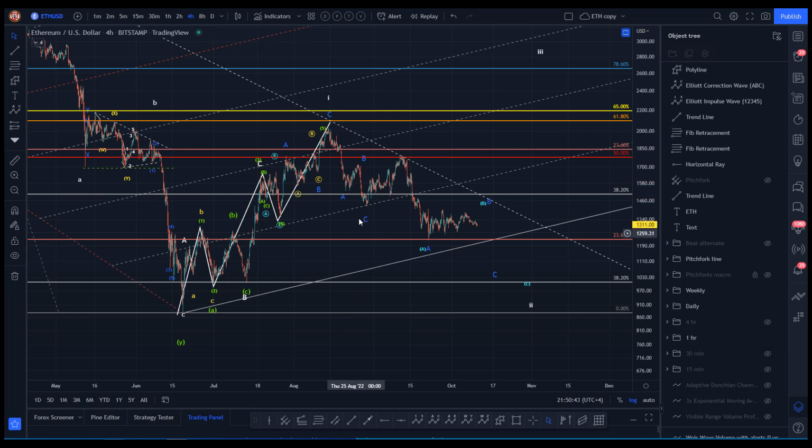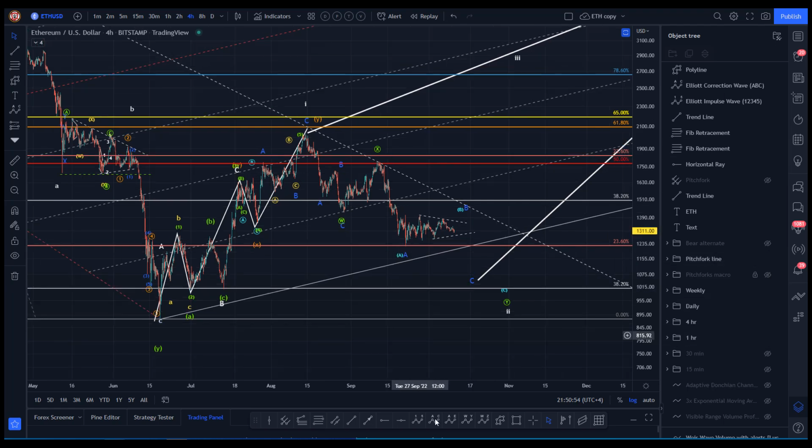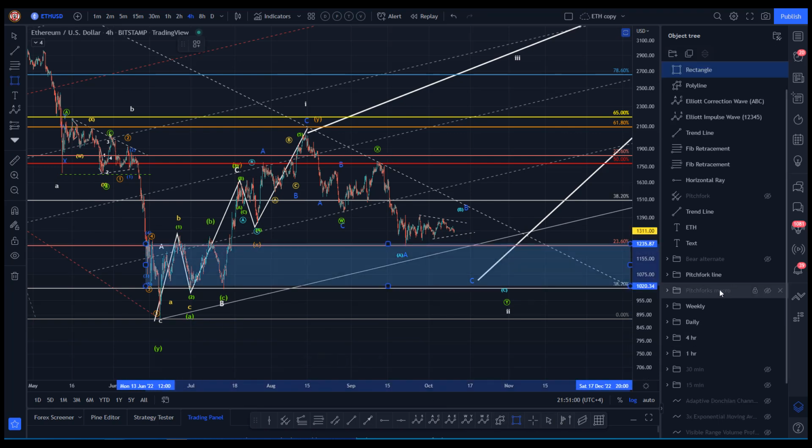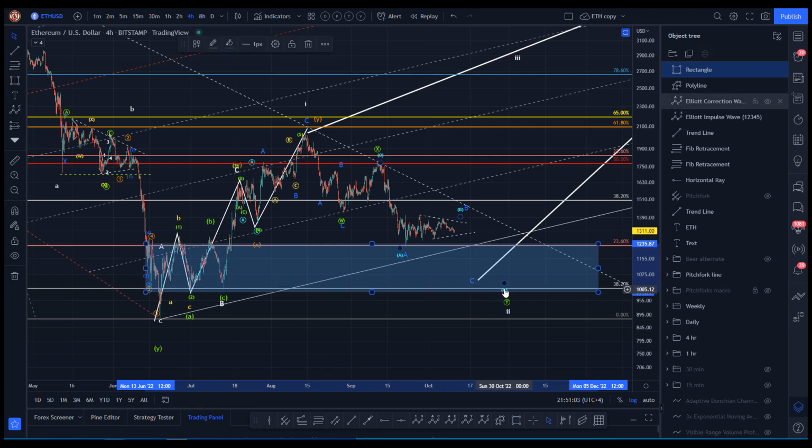Okay, that works. So WX, ABC. So the implication is we're not done yet, right? WX. Well, it doesn't look like we got an A there, right? So it doesn't look like we're done. So the whole implication is one more down, and then somewhere in this range down here, maybe we're coming back into this structural support down here. We'd be looking for that pivot.